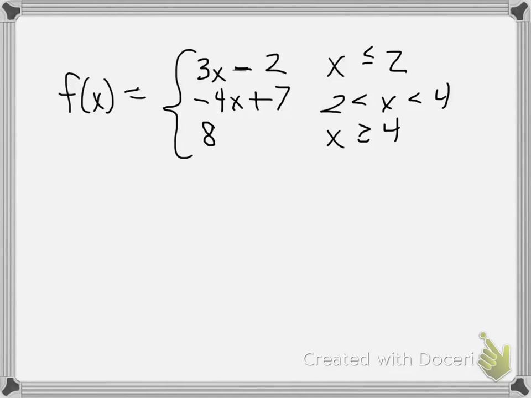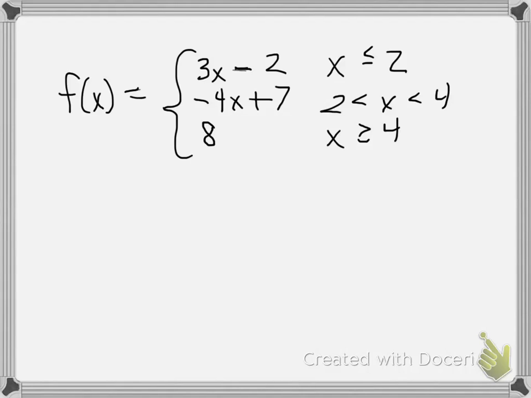Here's another example talking about piecewise functions, kind of how to read them. So here we have, and let me read it to you in English. F of x equals 3x minus 2 when or if x is less than or equal to 2. So what that says is that for all x values less than or equal to 2, I'm going to use the function 3x minus 2.